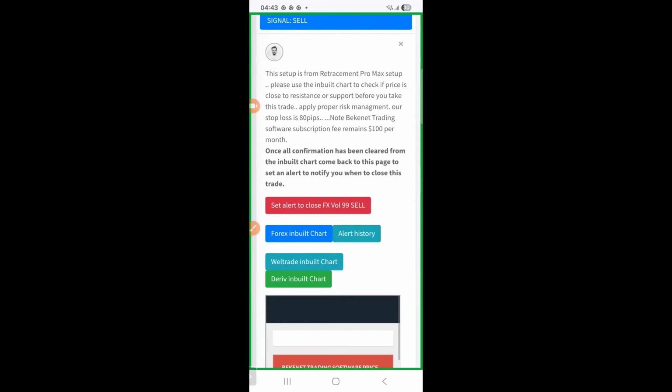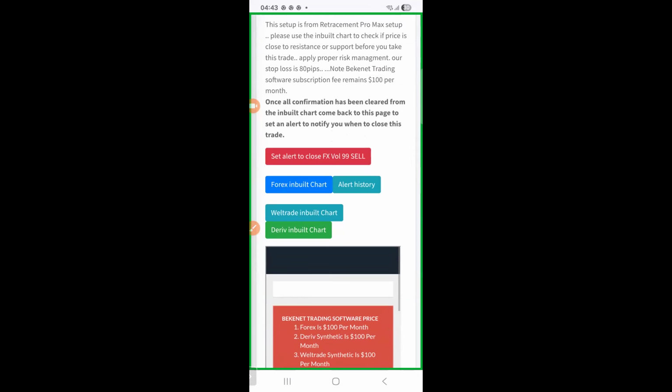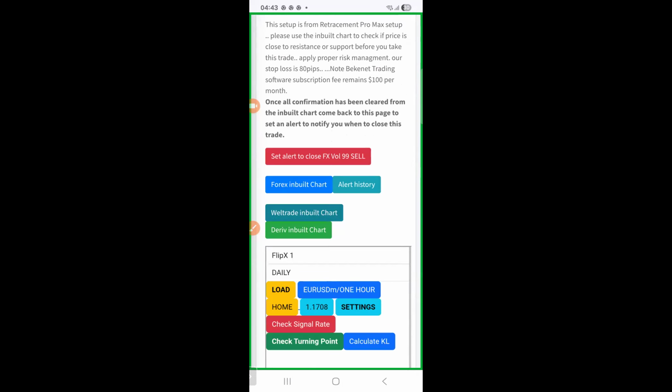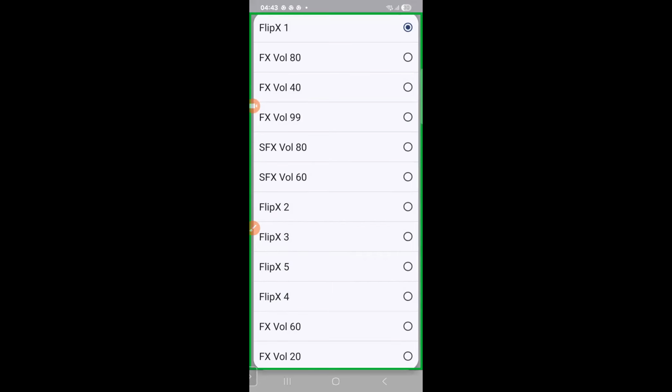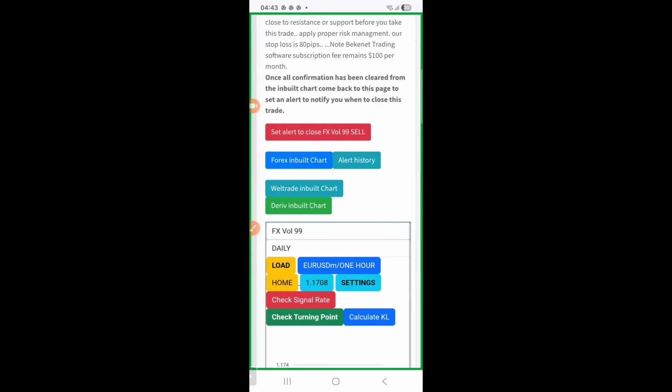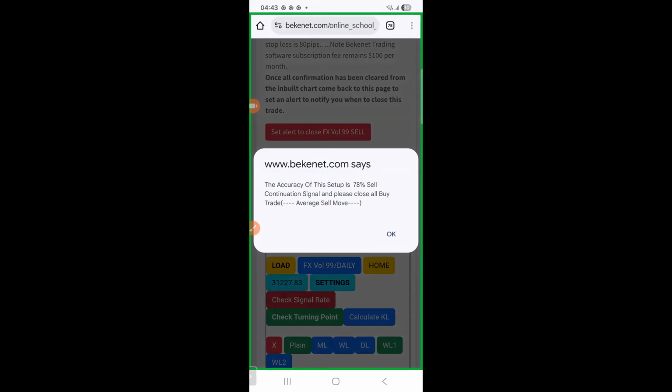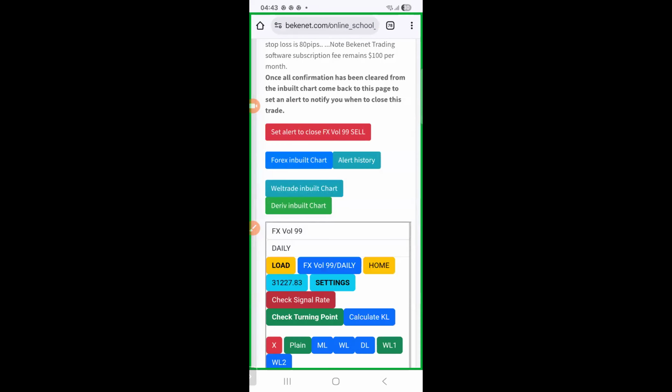So what do I do on a well trade signal now? So you see the well trade inbuilt chart. I tap on it. It says Vol 99. I'm going to search for Vol 99. Look at it up here. So I'm going to load it. When I load it, I click on settings. Now I see 78%. Good, fine.